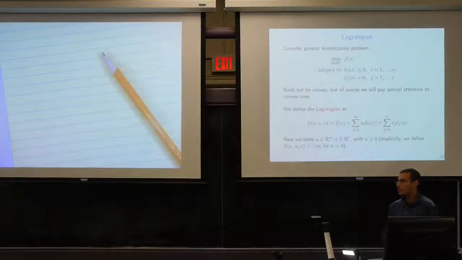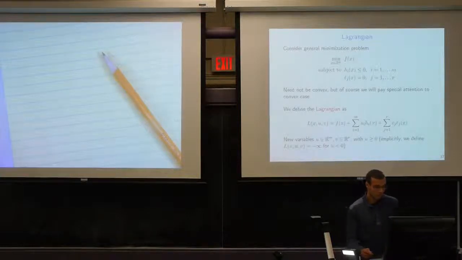x is our original variable. We call it the primal variable. And u and v, we introduce these variables. They're called the dual variables. Okay, and implicitly, this Lagrangian has a domain where it restricts u to be non-negative in every component. So we can think about it like it's minus infinity if we ever pass it a u that has a negative component.